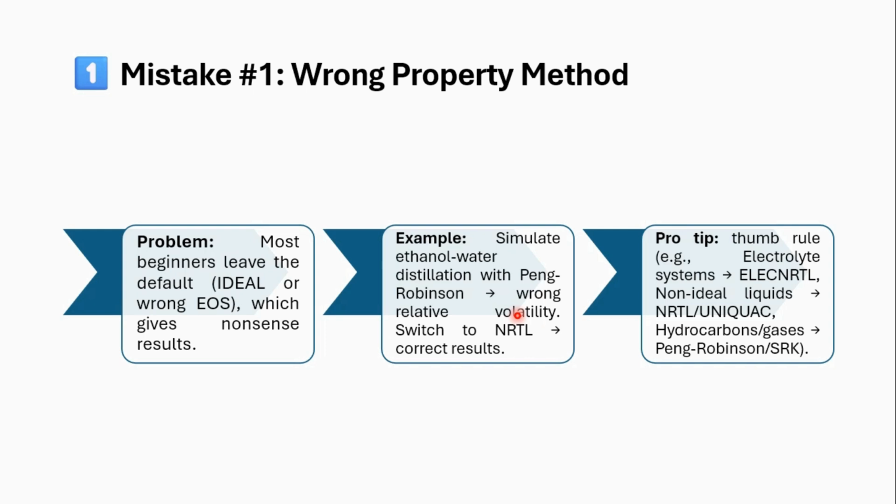The pro tip, the rule of thumb, is to always remember that for an electrolytic system, you will use ELEC NRTL, electrolyte NRTL. For non-ideal liquids, you will use NRTL, UNIQUAC, Wilson, UNIFAC, and so on. And for hydrocarbon gas systems, you will use Peng-Robinson, SRK, or an equation of state property package. If you remember which method to use for which system, there are high chances that you will not make a mistake here and you will proceed with your simulation quite accurately. So this is the first mistake which you should remember.